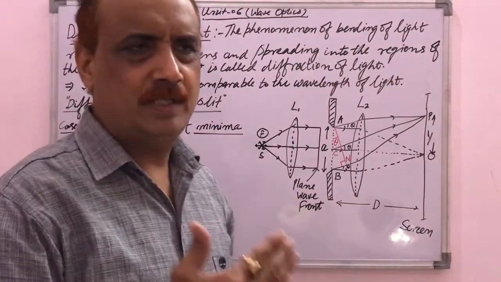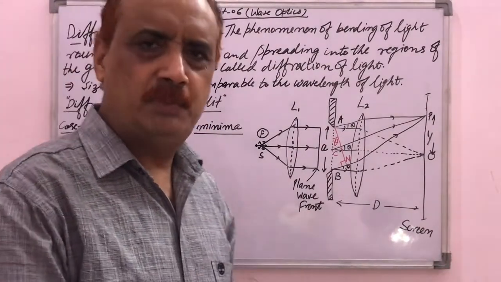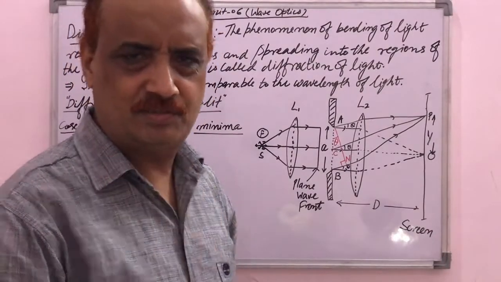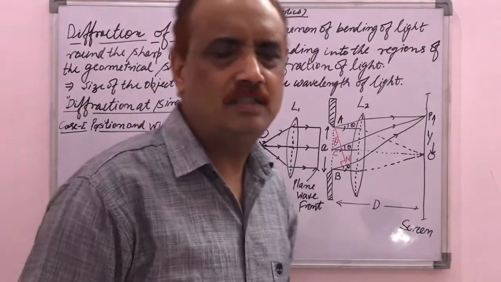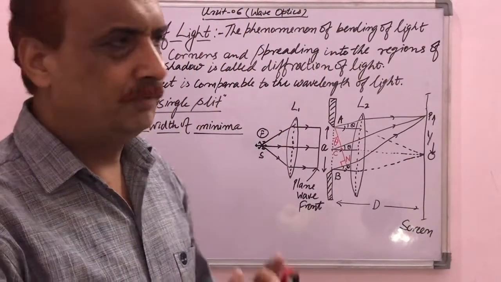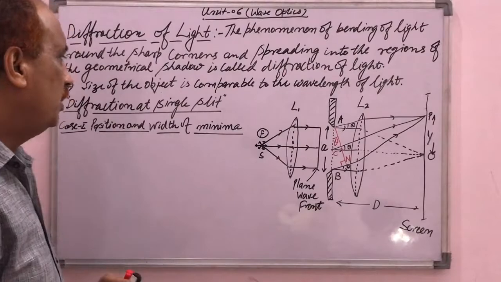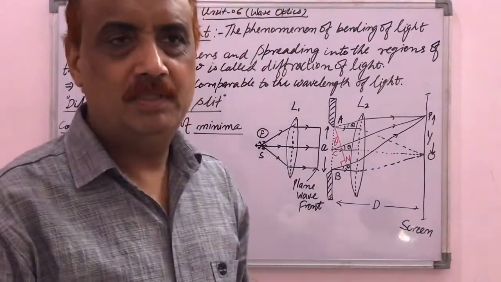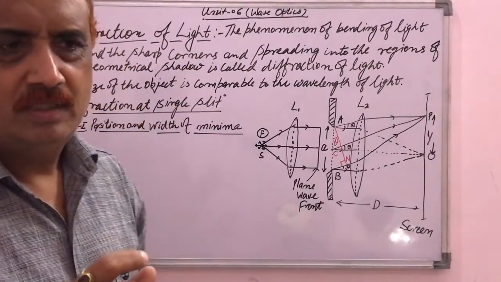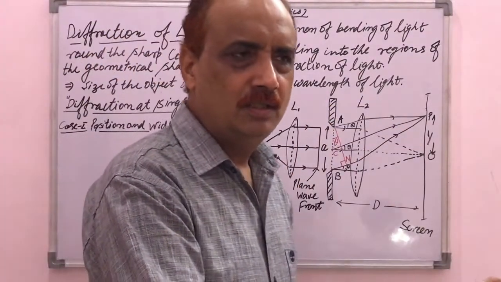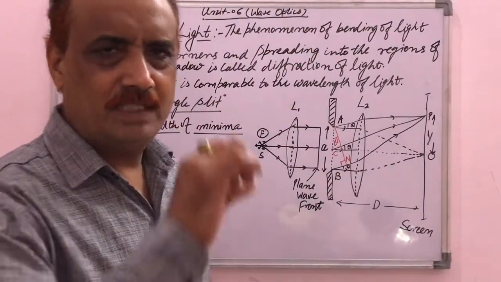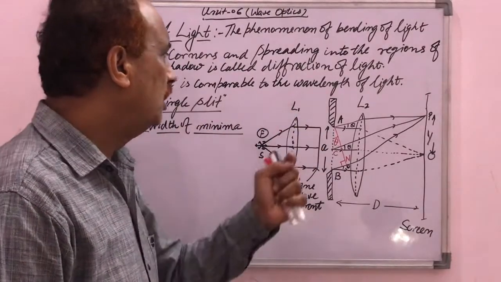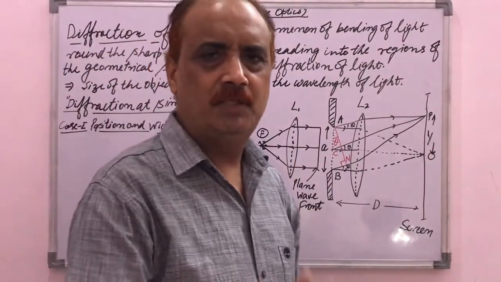But this diffraction of light takes place only when one important condition exists, and that condition is that the wavelength of the light should be comparable to the size of the obstacle. That means the size of the object that is in front of the light should be comparable with the wavelength of the light incident on it.